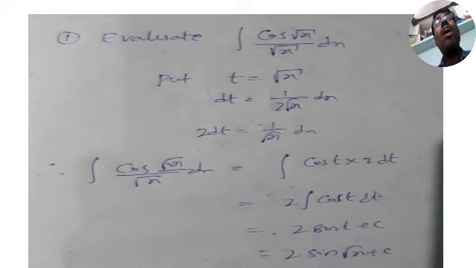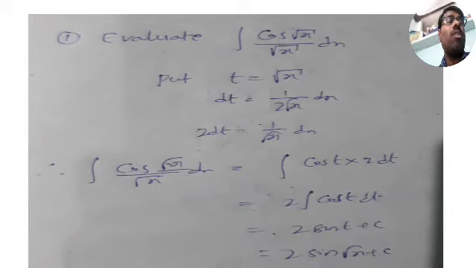Integration of sin 7x. Integration of sin x is minus cos x, so integration of sin 7x is minus cos 7x by 7. They are direct problems that we did.